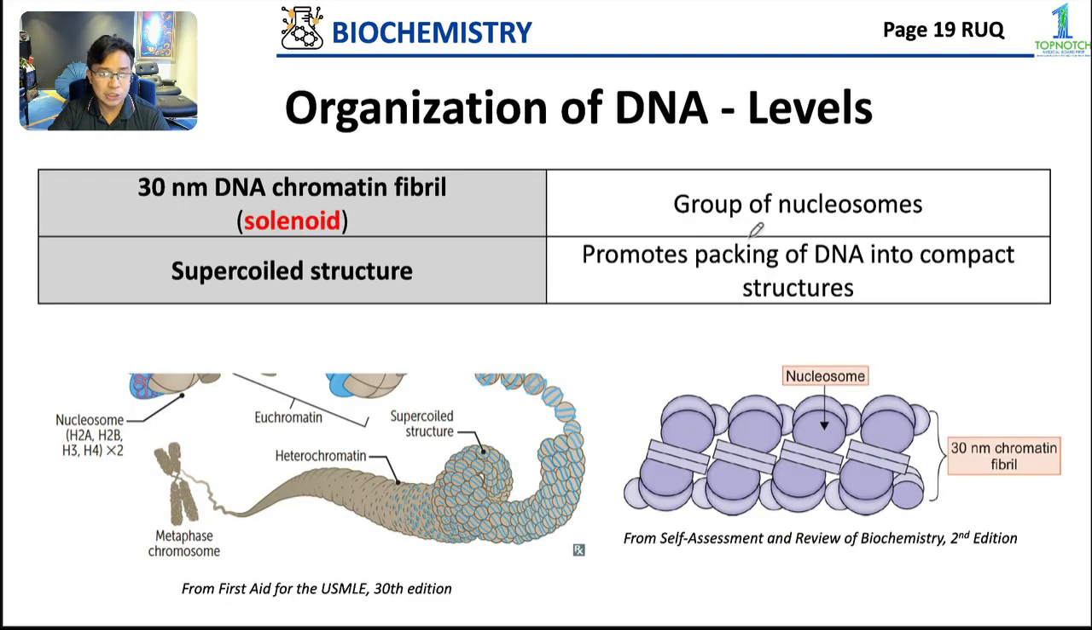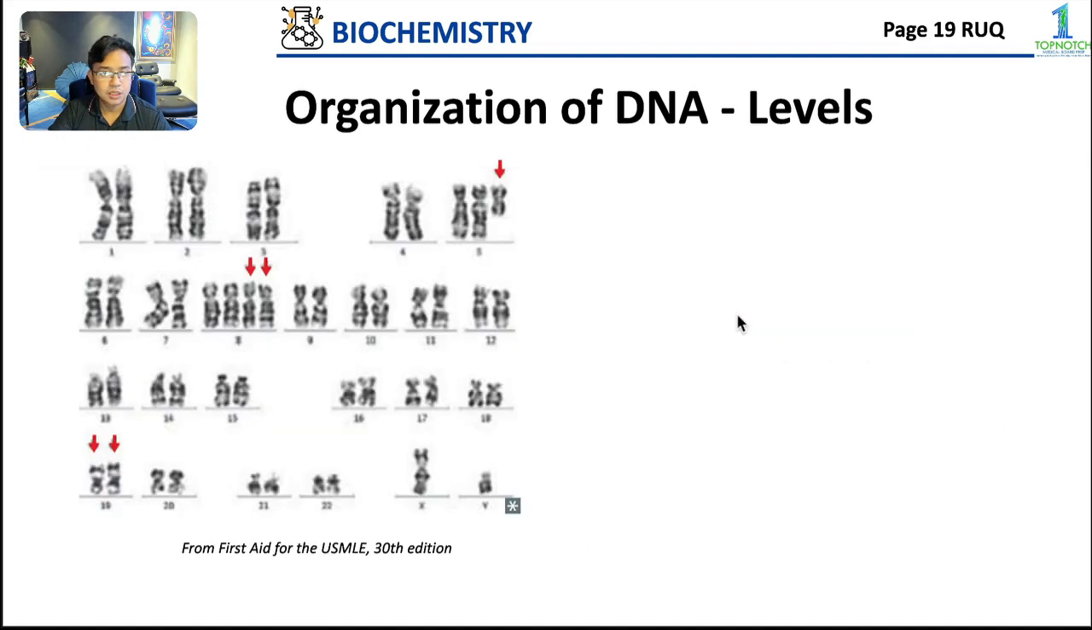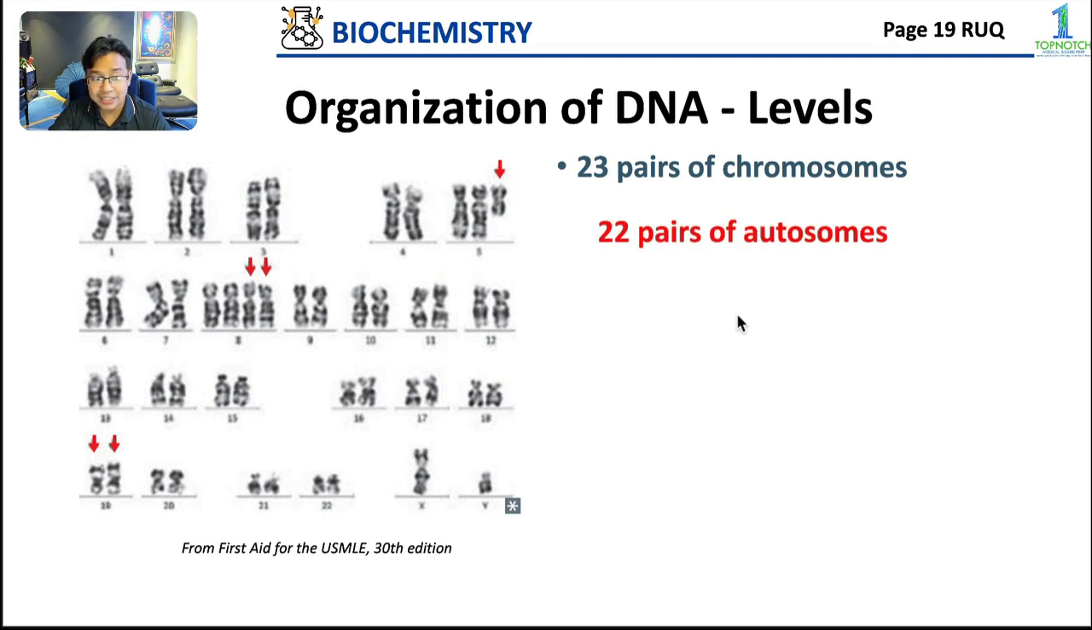Pero if you have a group of nucleosomes already, together, you form a 30 nanometer DNA chromatin fibril, also known as a solenoid. Now, you can also have here a supercoiling structure, which further promotes packing of DNA into compact structures. Now, DNA can also exist in chromosomes, especially at the time wherein you are undergoing mitosis and meiosis. You have 23 pairs of chromosomes, 22 of them are autosomes, while you have a single pair of sex chromosomes, your X and Y.